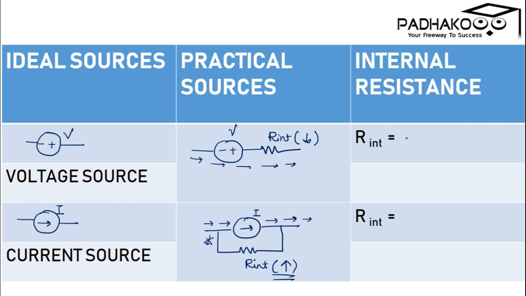Hence we can say that R internal is approximately equal to 0 in the case of a voltage source, and it is approximately equal to infinity in the second case, that is the current source. So we can replace the internal resistance by a short circuit in a voltage source and represent an open circuit in the case of a current source.